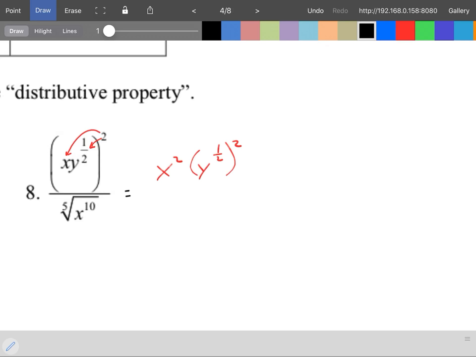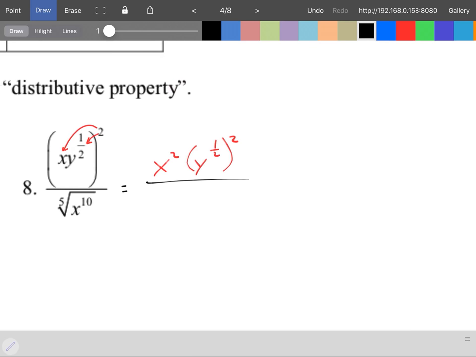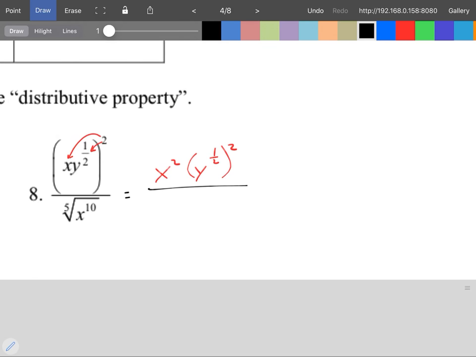And then in the denominator, all I'm going to do is rewrite that radical with a fraction exponent. So again, you have x, and then the 10 right here, so that blue 10, that is the numerator of the fraction power. And then this green 5 here, the index, that is the denominator of the fraction power.